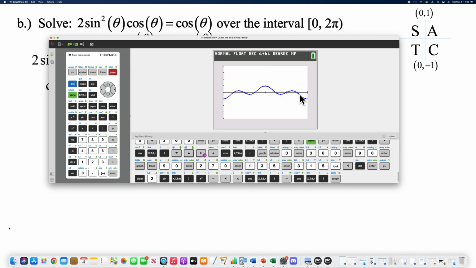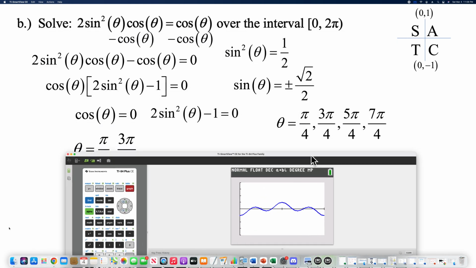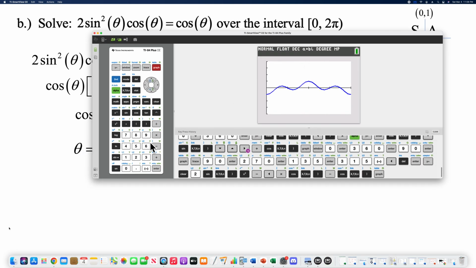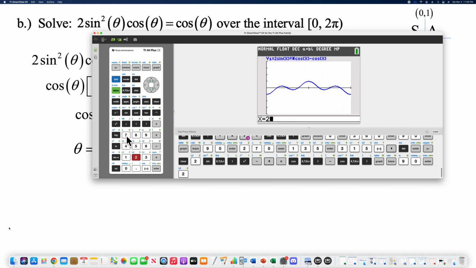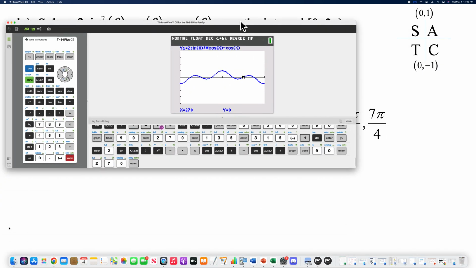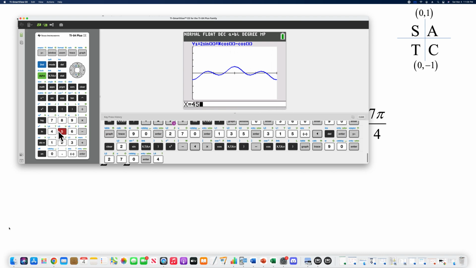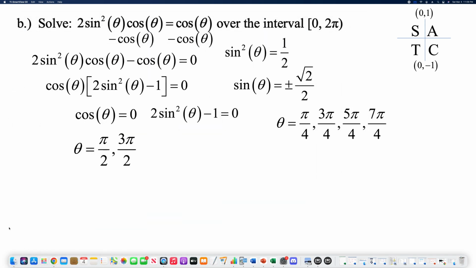Graph it. Now again, this is still in degrees, but I see 1, 2, 3, 4, 5, 6 answers, and I had 6 answers here. So again, trace 90, that's our pi over 2, that checked. 270 checked, that's your 3 pi over 2. All my 45-degree reference angles, 45, check. 135, check. 225, check. 315, check. So all 6 of those answers worked out.